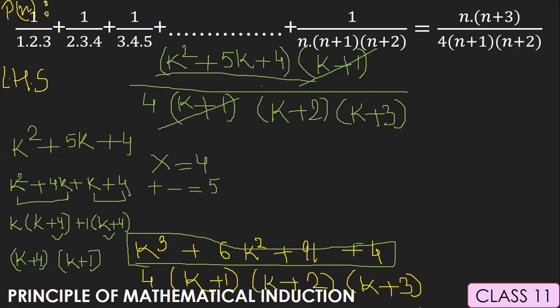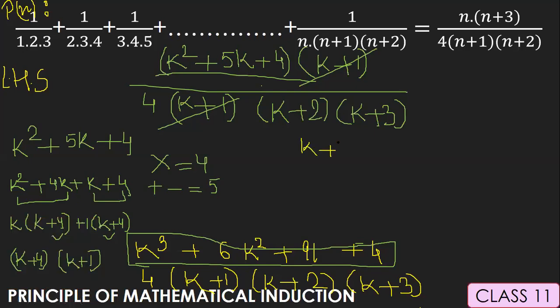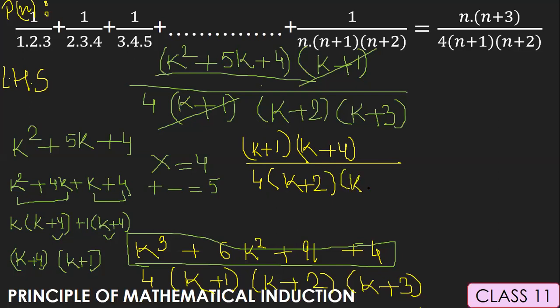So let us write it as, here you are left with k plus 4 into k plus 1, divided by 4 into k plus 2 into k plus 3. Now let us check the LHS side you have formed. This is your LHS side. Now let us check the RHS side.